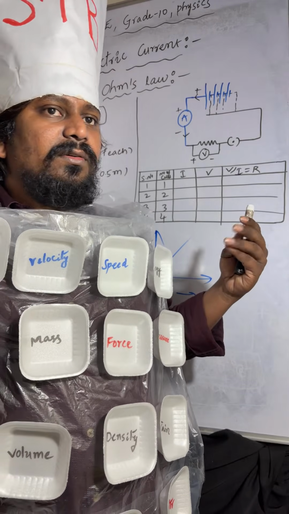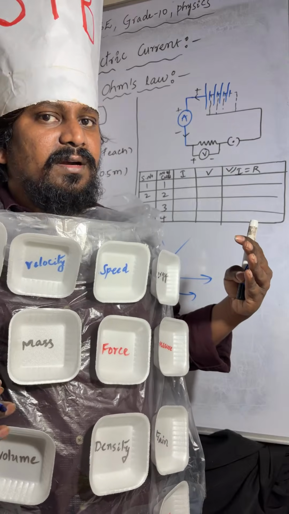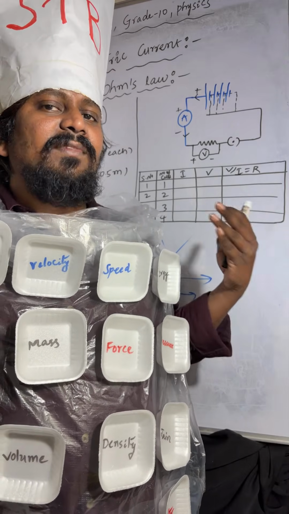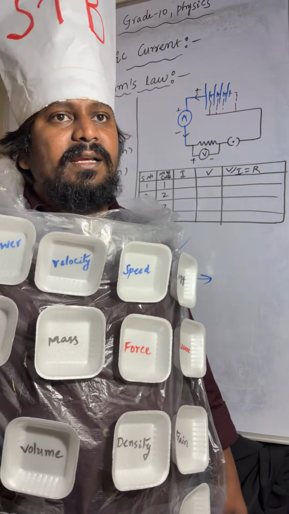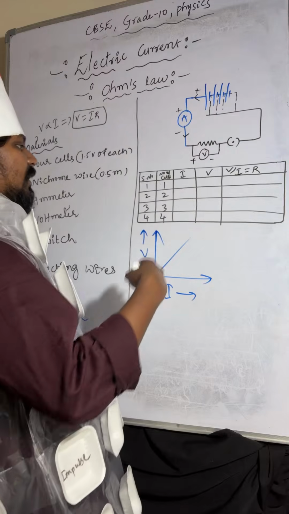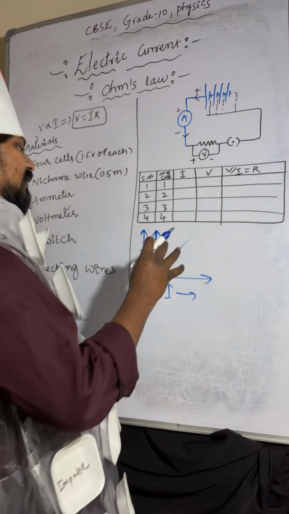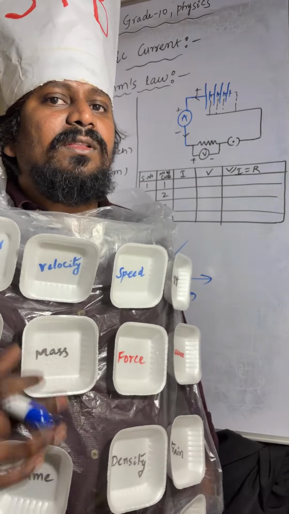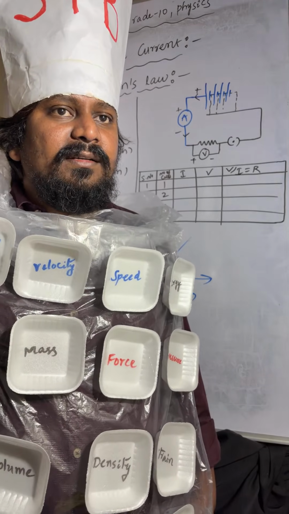We are starting with one cell, and at that time the ammeter and voltmeter readings will be 0. That is the reason we start from the origin. Since it is directly proportional, it is linear. This graph is for ohmic conductors.